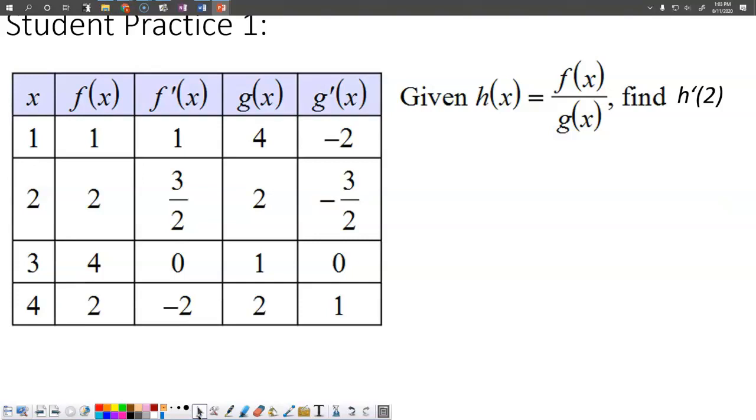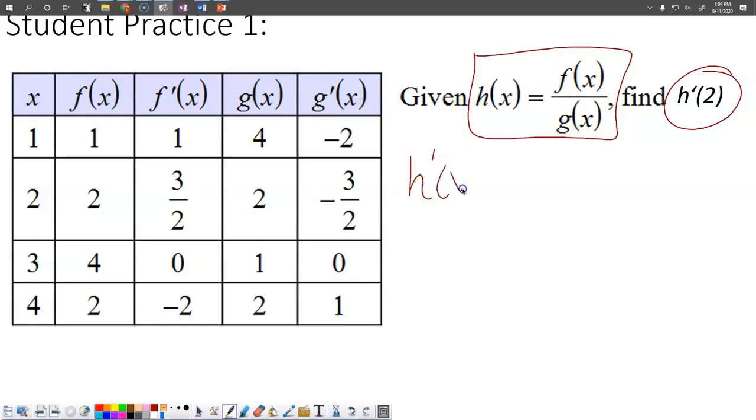This table looks similar to me to the other one. I think it is the same table this time, but all that's different is you're plugging in a different number. If I were you, without looking at the last example, see if you can accurately write what the derivative of h is, just using that little rhyme: low d high minus high d low, draw a line and square below.